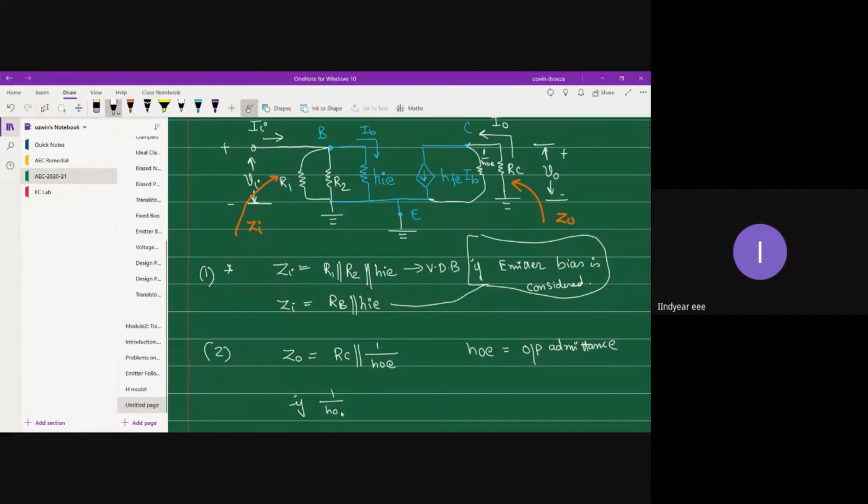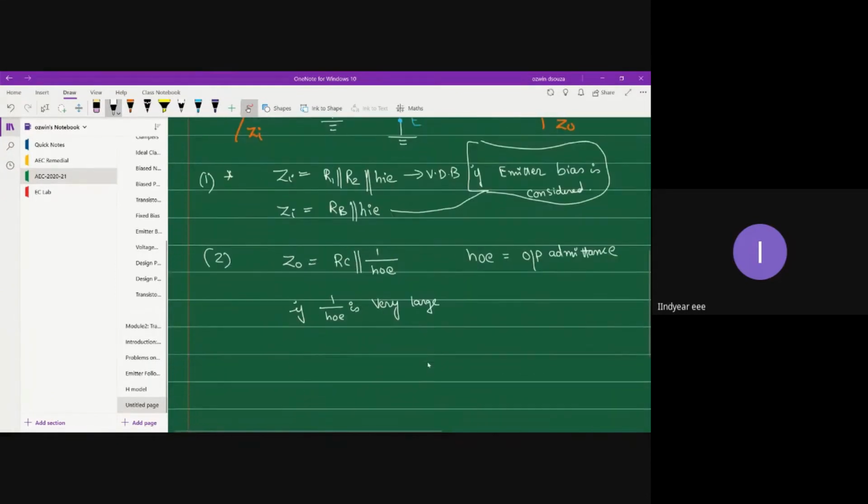If 1 over HOE is very large, then your Z0 approximately becomes RC itself. Okay. What I want you to do is compare these results with RE model. You will find similar terminologies. Against HIE in the H model, you have beta RE in the RE model. That's all. And against 1 over HOE, you have R0 in your RE model. Okay, so third one is voltage gain.